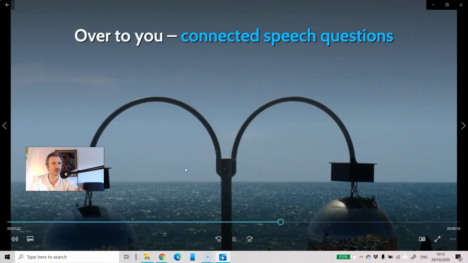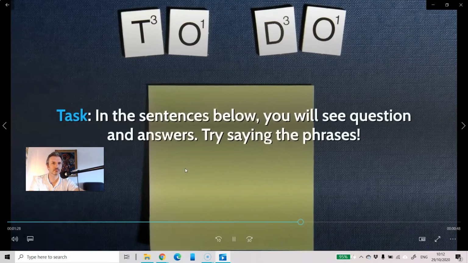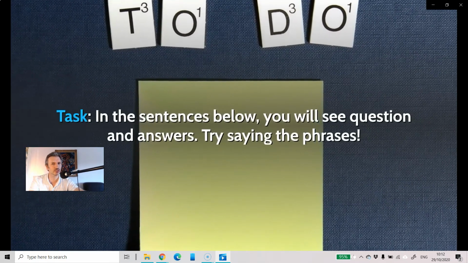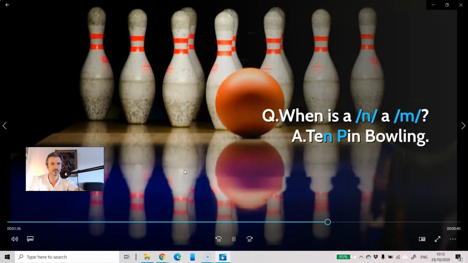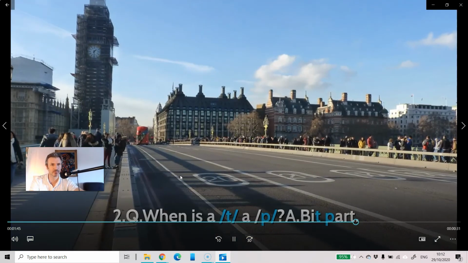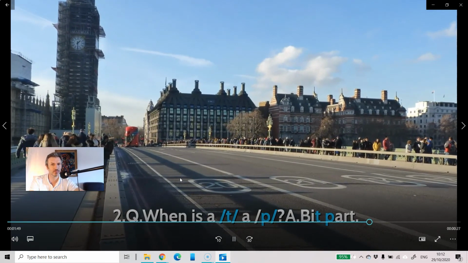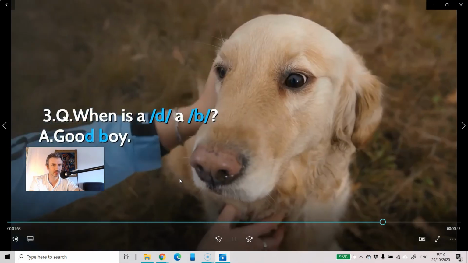Over to you. Connected speech questions. Task: in the sentences below, you'll see questions and answers. Try saying the phrases. 1. When is a n a m? The answer: 10-pin bowling. 2. When is a t a p? The answer: a bit part.